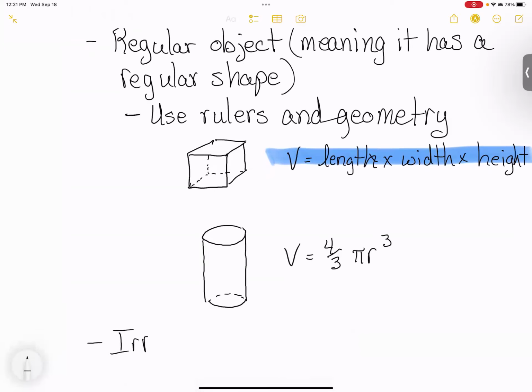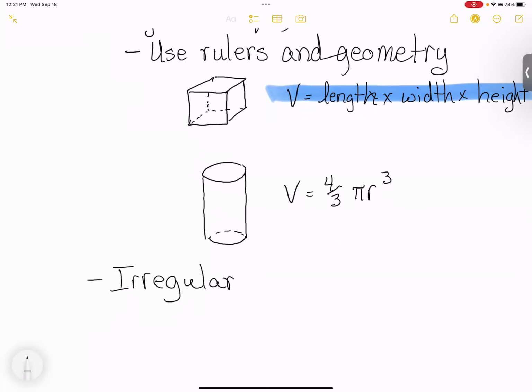So that's for a regular object. But in chemistry, a lot of our objects are irregular. I mean, I gave you an example of you. You cannot determine your volume using geometry. Not very easily, at least. A backpack, its geometry is not a normal shape. So, how can we determine the volume of an irregular object?